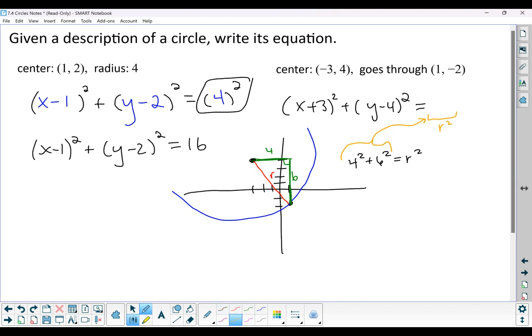Normally, when we're doing Pythagorean theorem, we add these together and take the square root, and that's r, and that's great. But we actually do need r squared for our equation. So we can add the 16 to the 36, and we get that 52 is r squared. So we will put the 52 here directly. So that's the equation of a circle with the center at -3, 4 that goes through the point 1, -2.